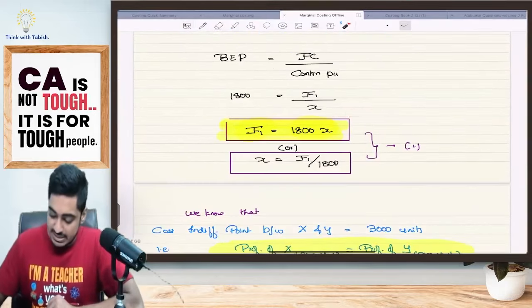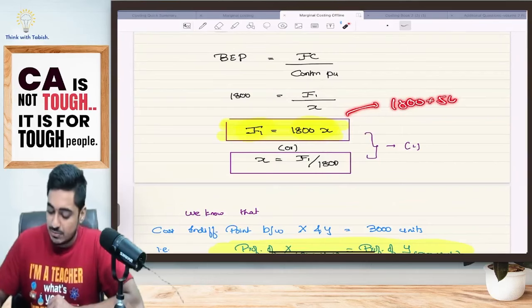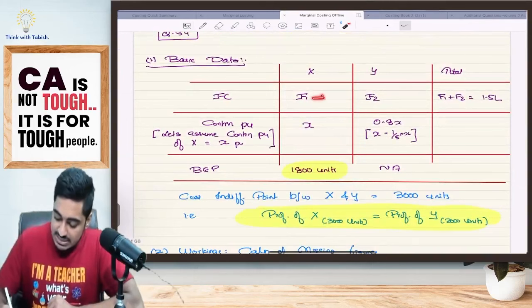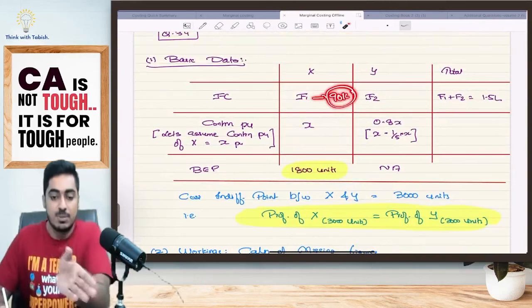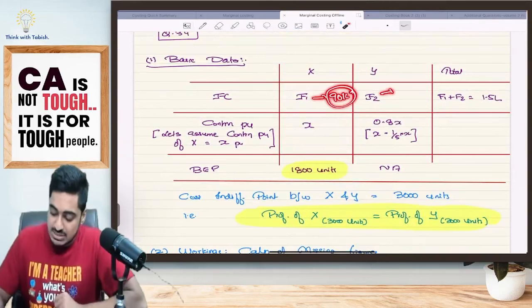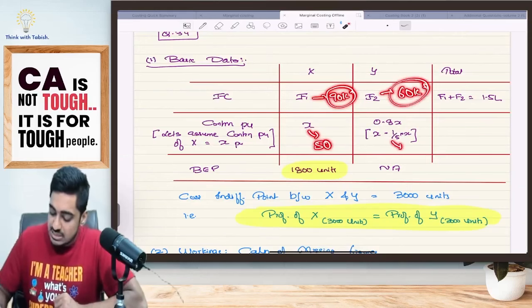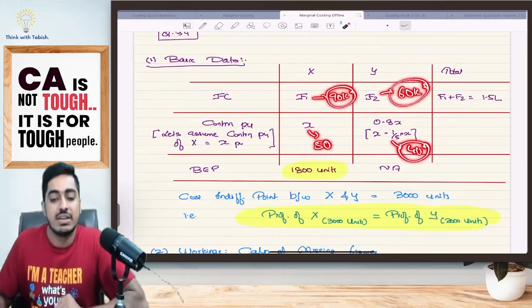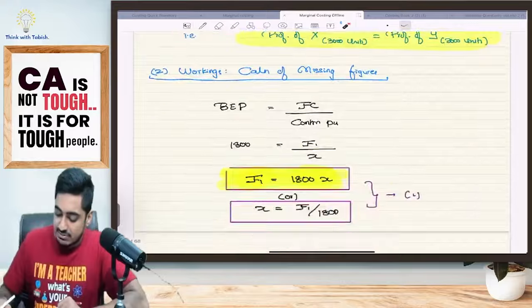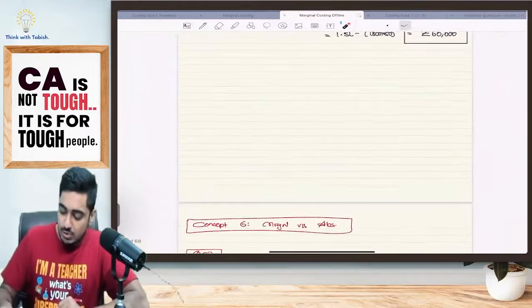F1 is 1800x. So it is 1800 into 50, which is nothing but 90,000. And when you know that F1 is 90,000, and F1 plus F2 is 1,50,000, that means F2 is going to be 60,000. Contribution per unit is 50. For Y it is 1/5 less, that is 20% less. That means it is 40. Every data you have calculated. Is this clear, everyone? I have quickly explained what to do.